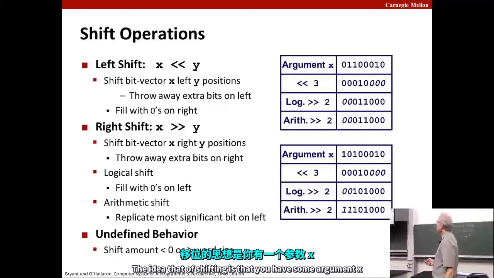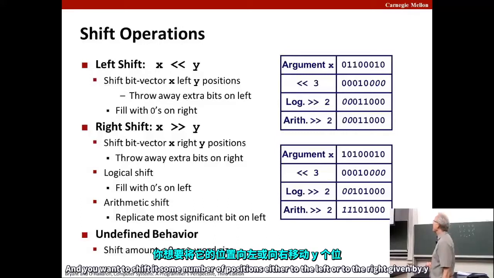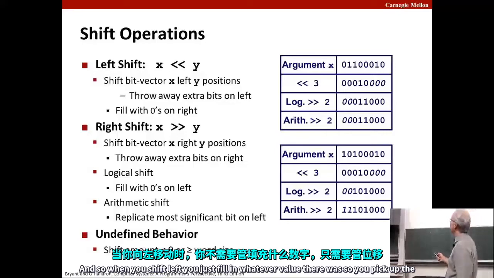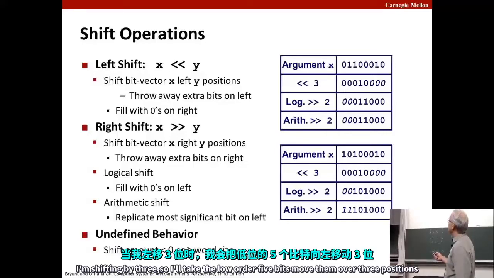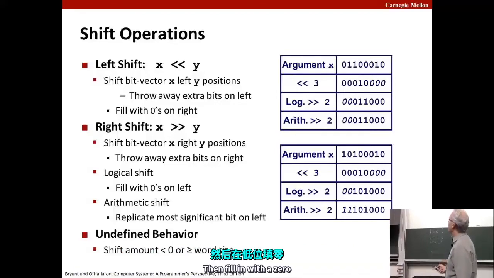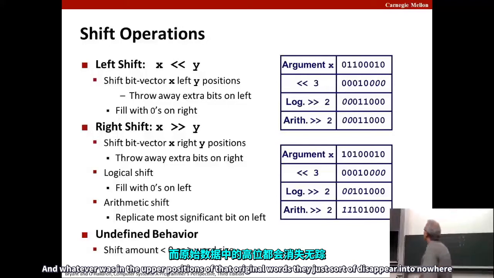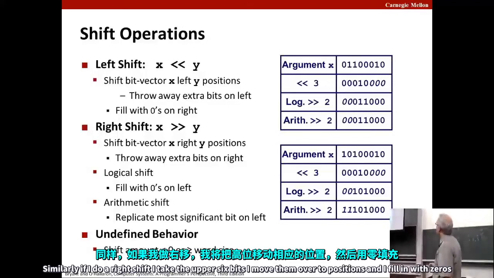The idea of shifting is that you have some argument x, and you want to shift it some number of positions, either to the left or to the right, given by y. When you shift left, you just fill in whatever value there was. I'm shifting by 3, so I'll take the low order 5 bits, move them over 3 positions, and then fill in with a 0. Whatever was in the upper positions of that original word just disappears into nowhere. Similarly, if I do a right shift, I take the upper 6 bits, move them over 2 positions, and fill in with zeros.